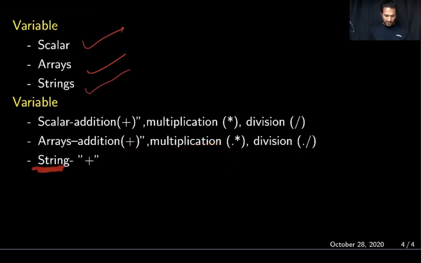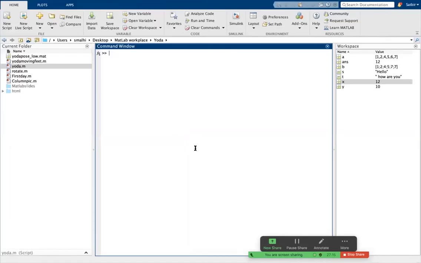With a string, there are many things you can do, but there is one basic operation which you can apply on a string: you can attach strings by using the addition sign. So let me take you again to MATLAB, and I will show you how these operations work. Next we will see how the basic operations work on the three different types of variables.